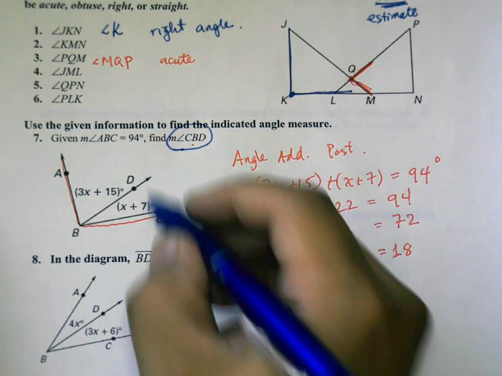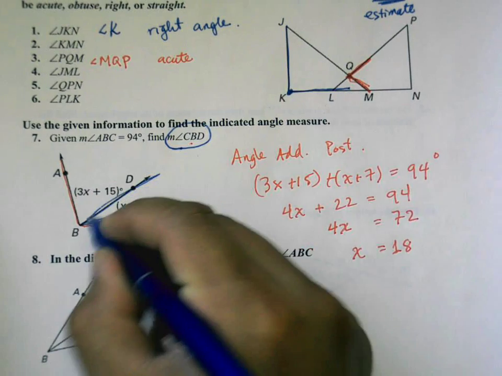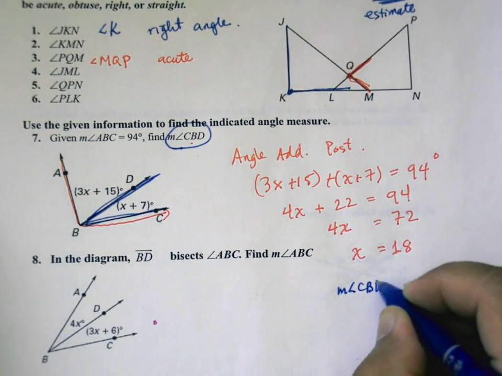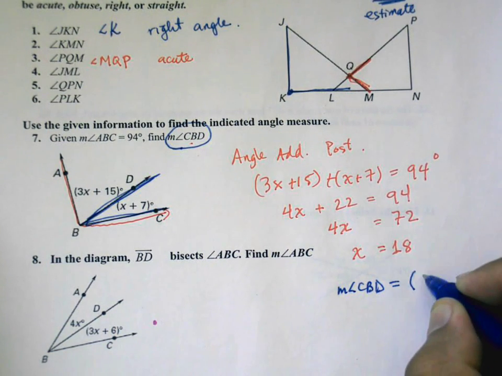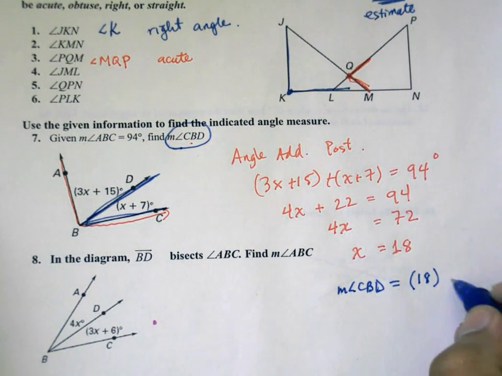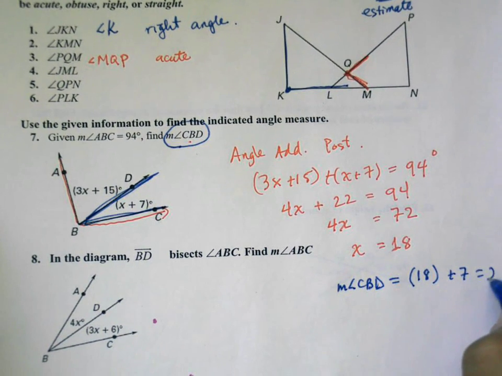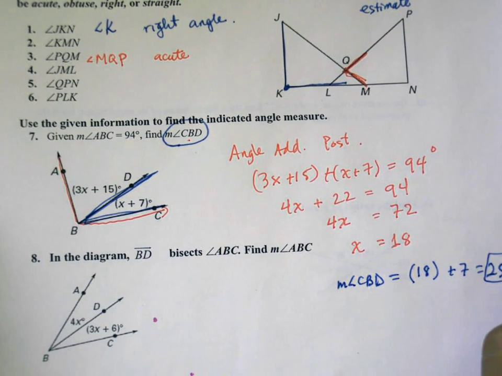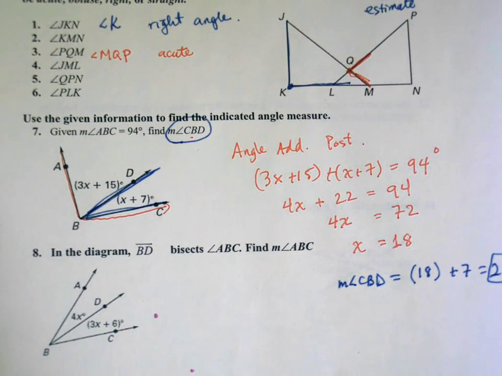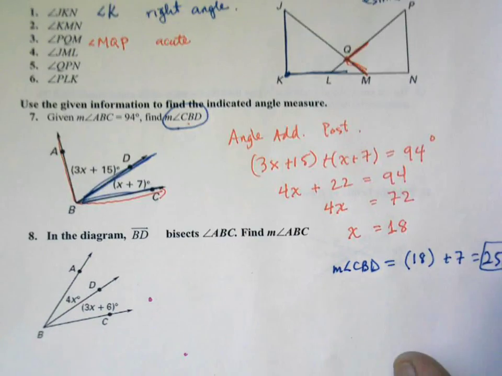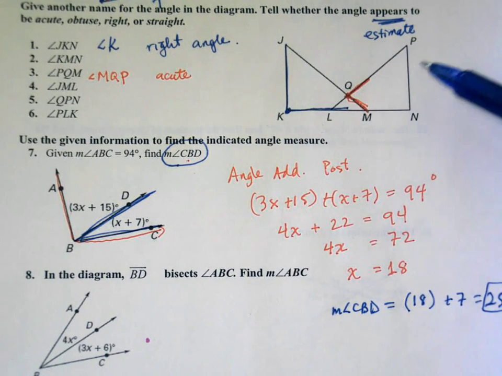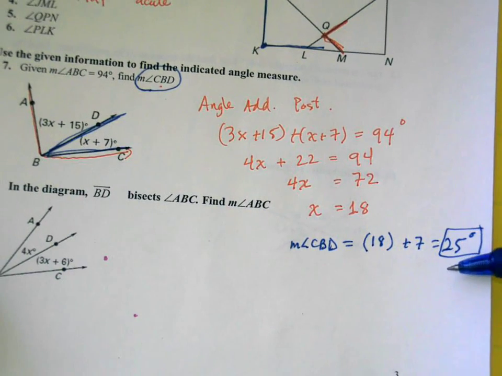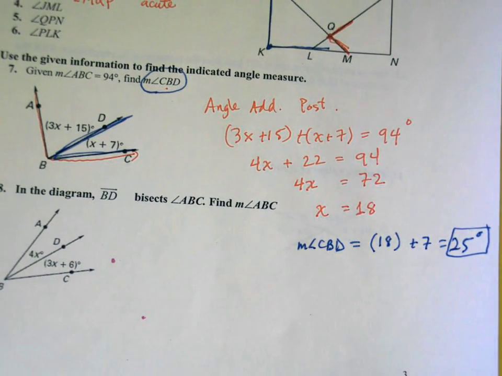It's not asking for x. So to find CBD, that's this blue angle here, we need to make some substitution. So the measure of CBD is equal to x plus 7, but x is really 18. So that means CBD is 18 plus 7, or 25 degrees. And so there you have it. Just some basic work with the vocabulary here, and also using the angle addition postulate to set up an algebra problem and solve for the right answer.